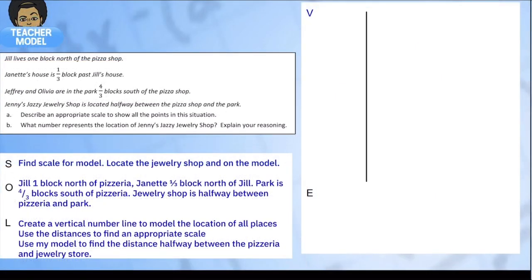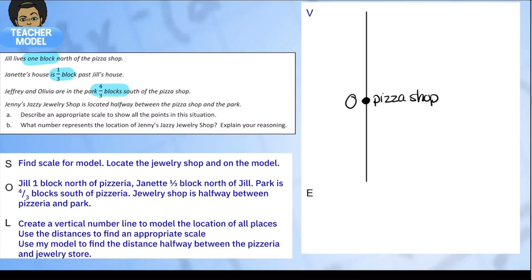So I have my vertical number line, and remember, everything is in relation to the pizza shop. So that's going to be my central point, like my zero. That's what zero represents in my model. And I'm going to put the pizza shop. And looking at my numbers, we know that Jeanette's house is 1/3 block past Jill's. Jill's is 1 block north of the pizza shop. And the park is 4/3 blocks.